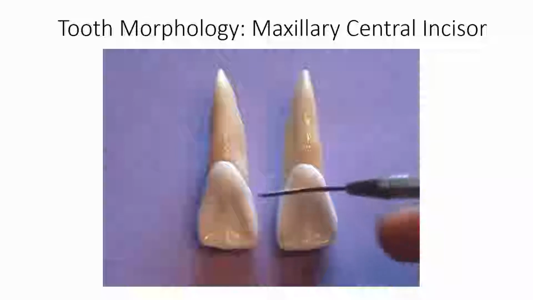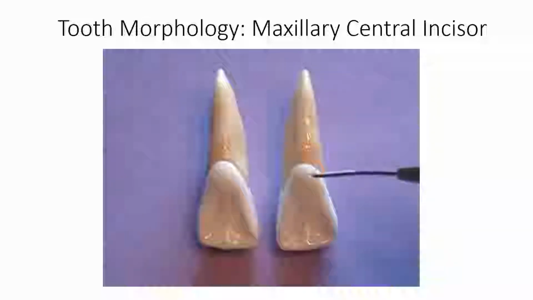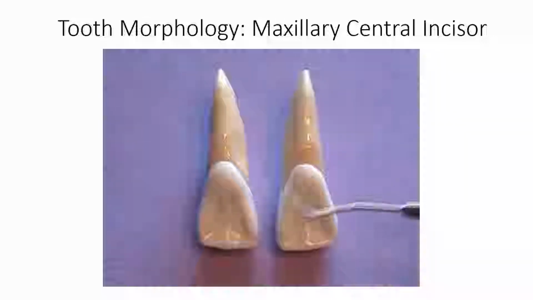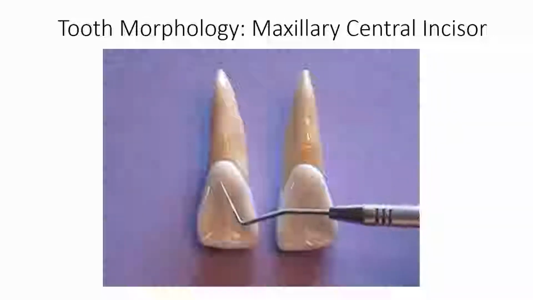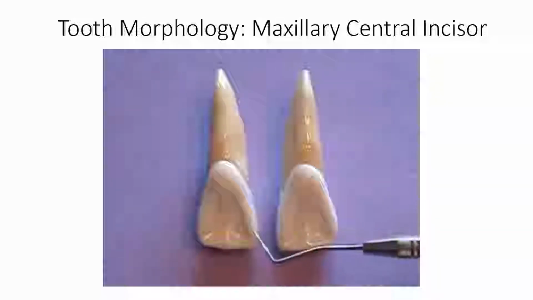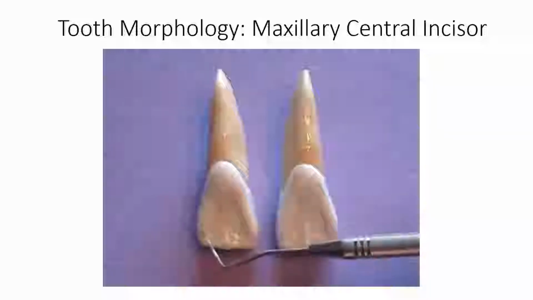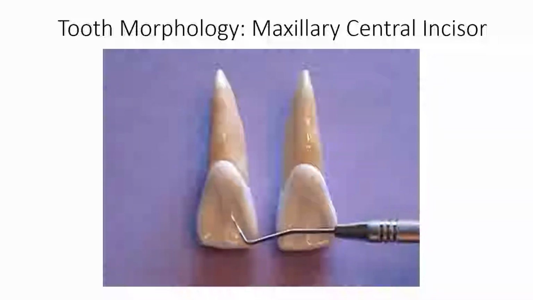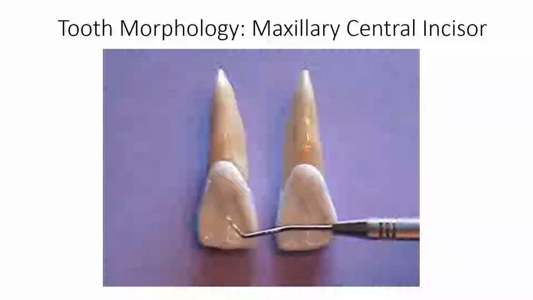From the lingual, one can also see the curvature of the CEJ. There's a cingulum, as well as mesial and distal marginal ridges. There's a lingual ridge and lingual fossa.